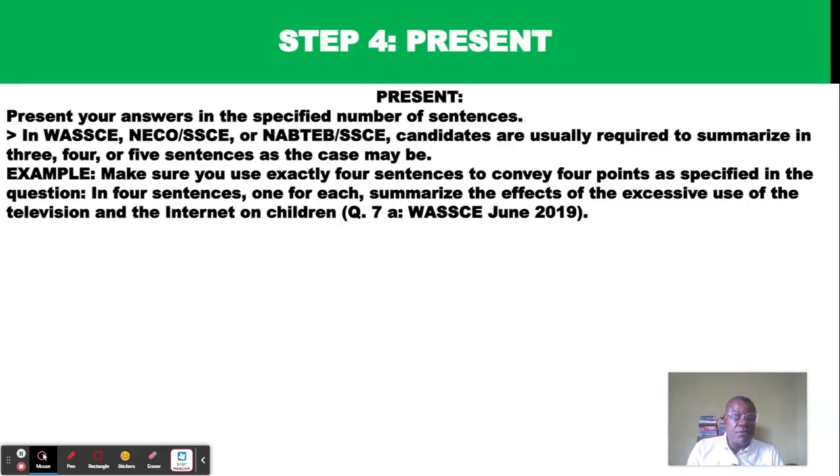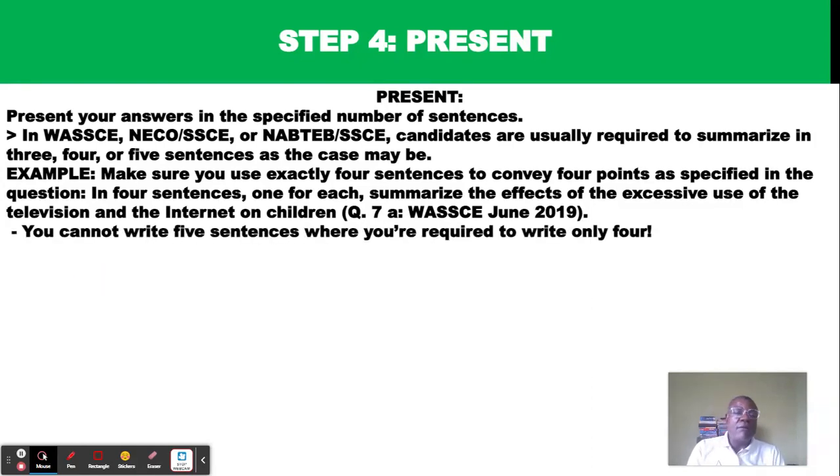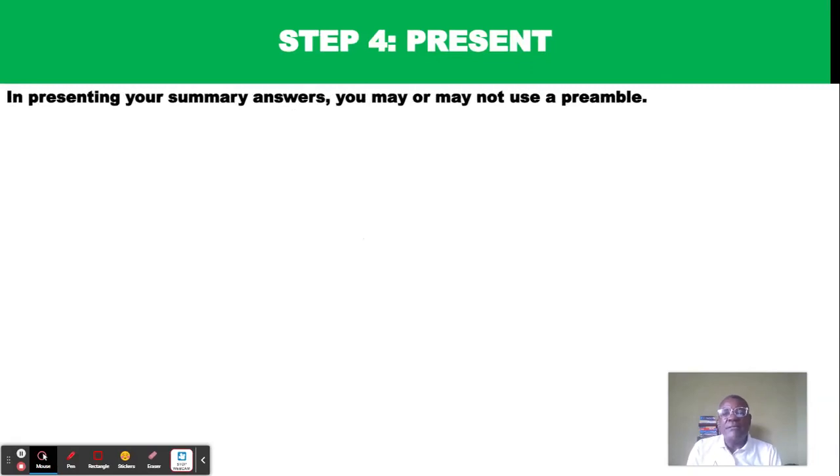In 4 sentences, 1 for each, summarize the effects of the excessive use of the television and the internet on children. This is taken from the West African Senior School Certificate Examination of June 2019. You cannot write 5 sentences where you are required to write only 4. Take note of this, okay? This is really very, very important. So these are steps that you need to take.